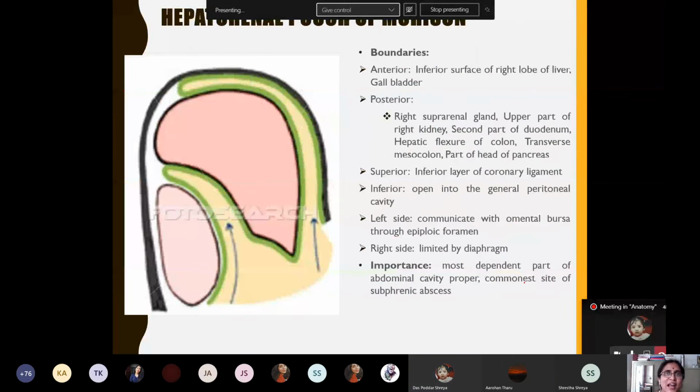Okay. Another very important exam point for the peritoneum. I am only dealing with exam point of view questions. These are the important questions in the peritoneum. One is the hepatorenal pouch of Morrison. This pouch is known as hepatorenal pouch of Morrison. It is bounded anteriorly by the inferior surface of the right lobe of the liver and gallbladder. Posteriorly bounded by the right kidney, upper part of the right kidney.